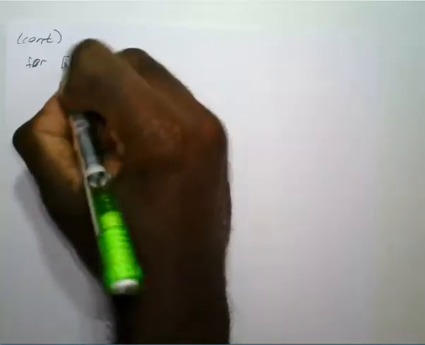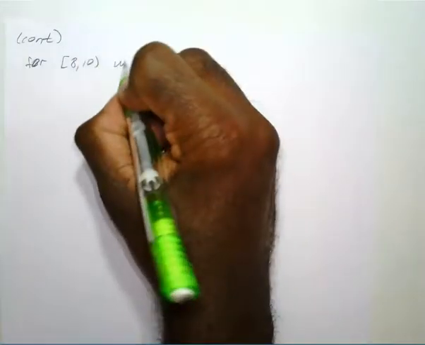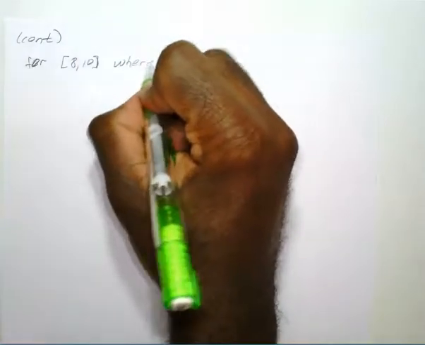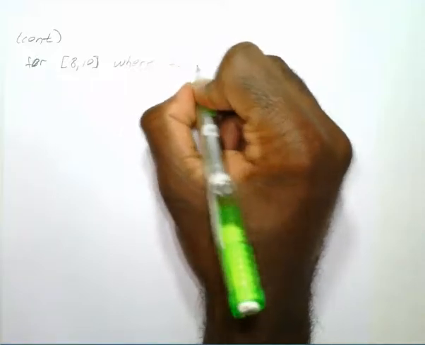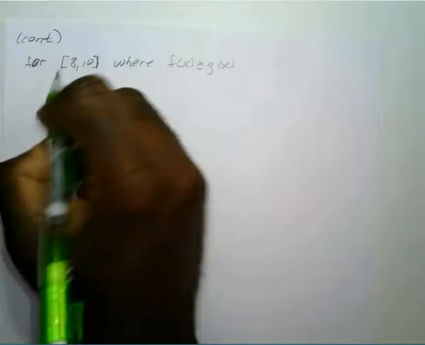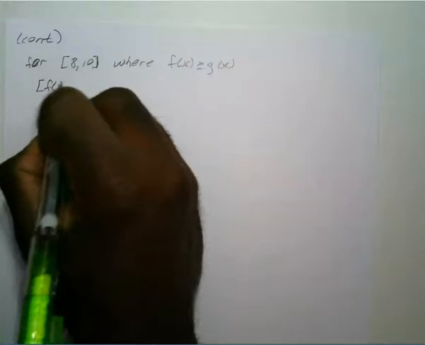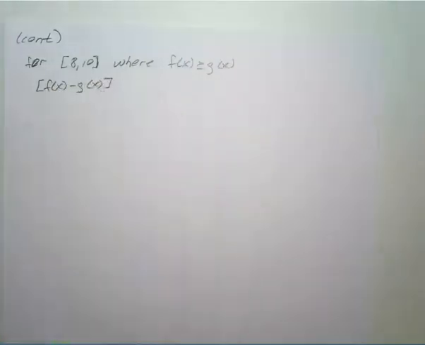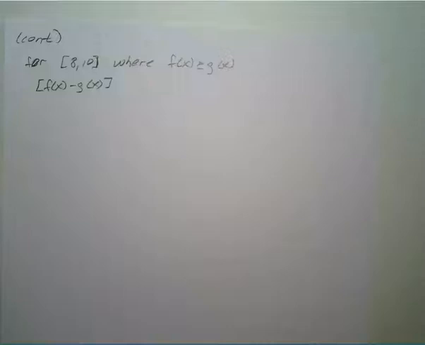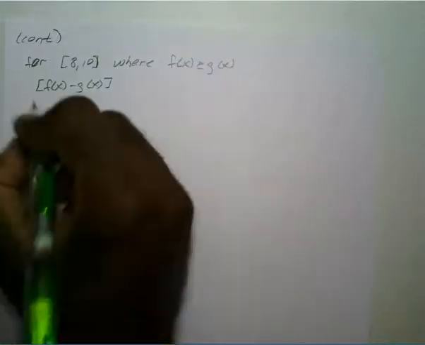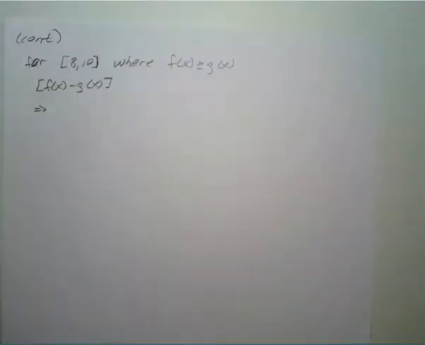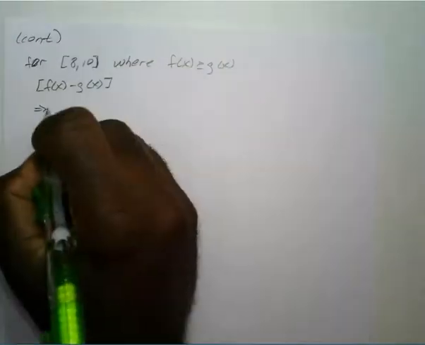Okay, now for the interval from 8 to 10, where f of x is greater than or equal to g of x, you're going to have f of x minus g of x. Okay? And you could go ahead and simplify that inside, but I'm kind of doing it ahead of time. And again, if this process doesn't work for you, don't worry about it. You can use your own. But this is just how I do it.